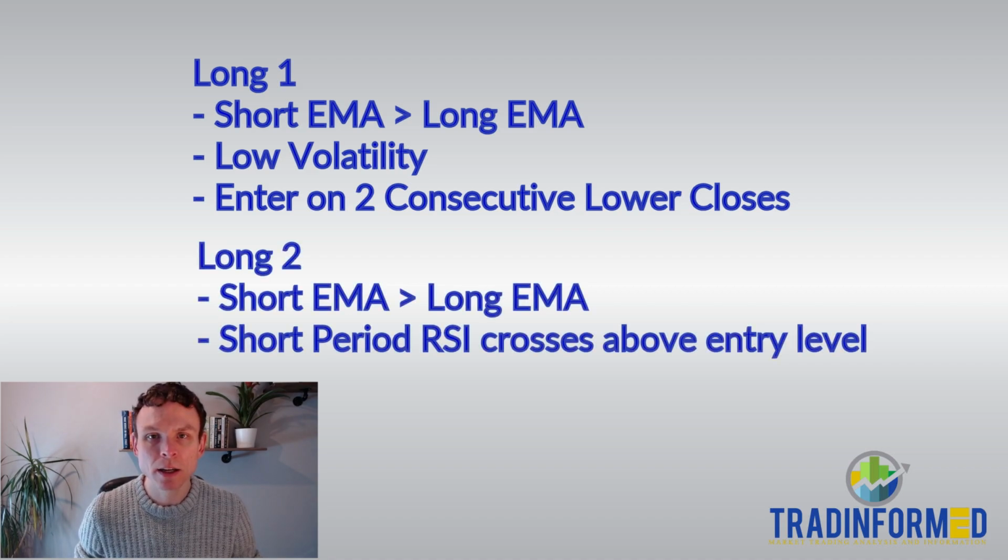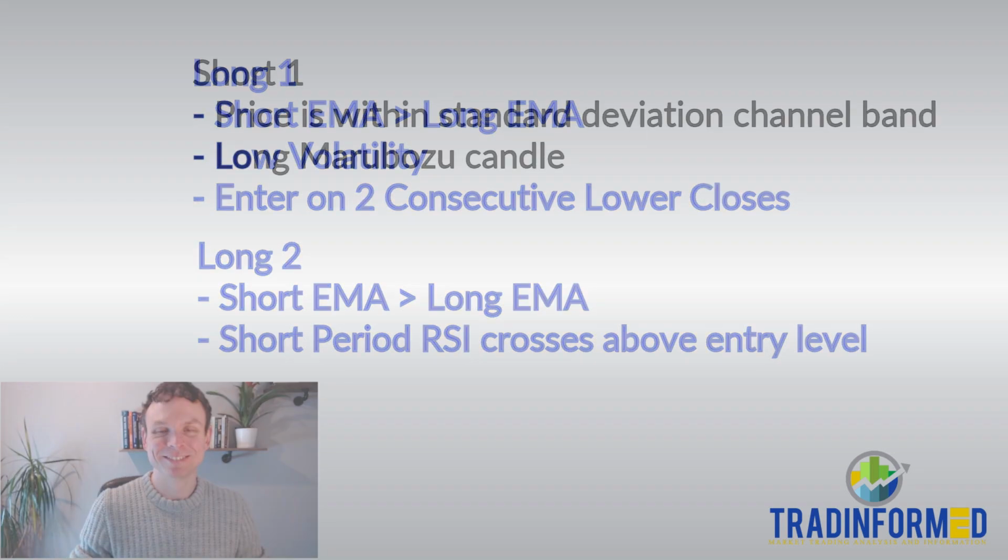Now, long strategy number 2. This is a mean reversion strategy using a short period RSI. Either a 4 or a 2 period RSI can be used here, and we're going to get a rise above the oversold level. Again, we're using short EMA greater than long EMA to identify the dominant market conditions.